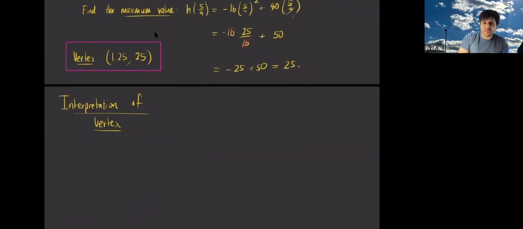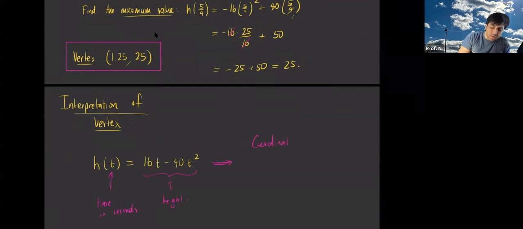And to do this, I need to figure out what this h of t business is. When I write this here, what am I saying? t is the time in seconds. And h of t, the output, represents the height. So if I write this in coordinates, what would the coordinates be? t comma h of t, or in other words, the time comma the height.